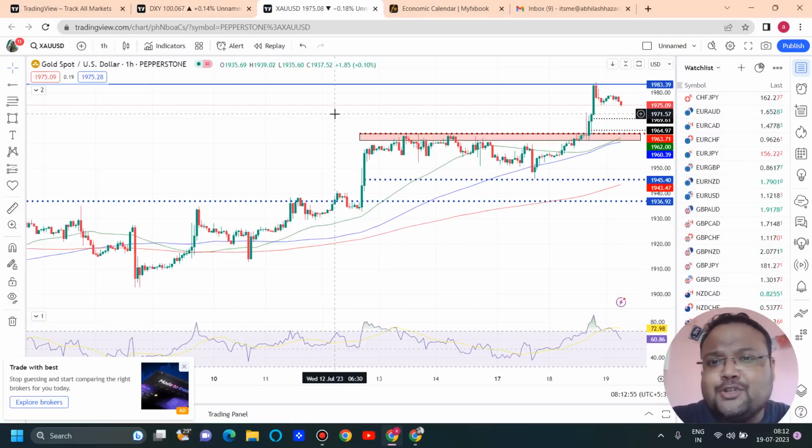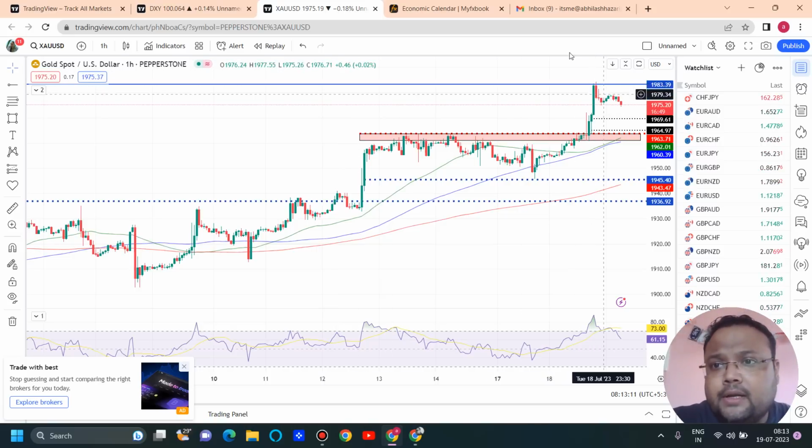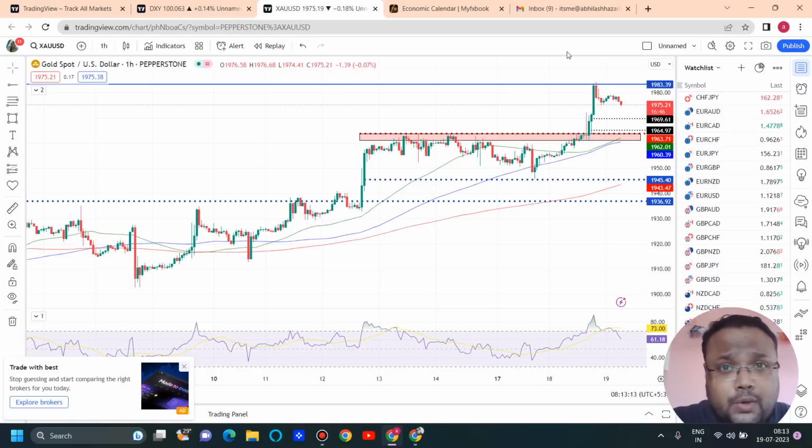Now let's look at the chart of gold. So you can see that I have drawn many lines on the chart and you may be confused also. In a previous video, we talked about the resistance of 1984 and we saw a beautiful price rejection yesterday and the market went down sharply. Right now gold is standing at 1975. So let's understand the chart of gold one by one.